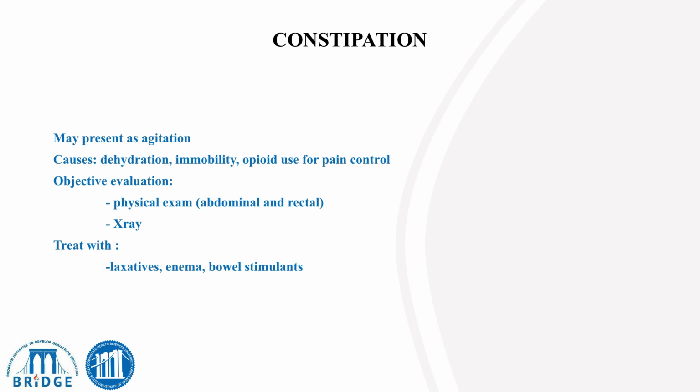Another symptom, constipation. It may present as agitation. So causes could be that the patient is dehydrated, the patient is immobile, or the patient sometimes is on opioids for pain control, leading to constipation. Objective evaluation: look at the patient, have a physical examination, especially abdominal and rectal exam. We could also do an x-ray of the abdomen. Treatment could be laxatives, enema, and bowel stimulants.